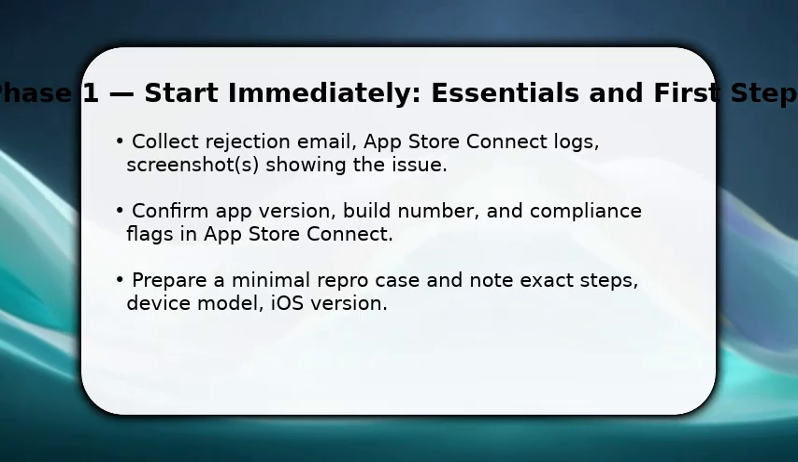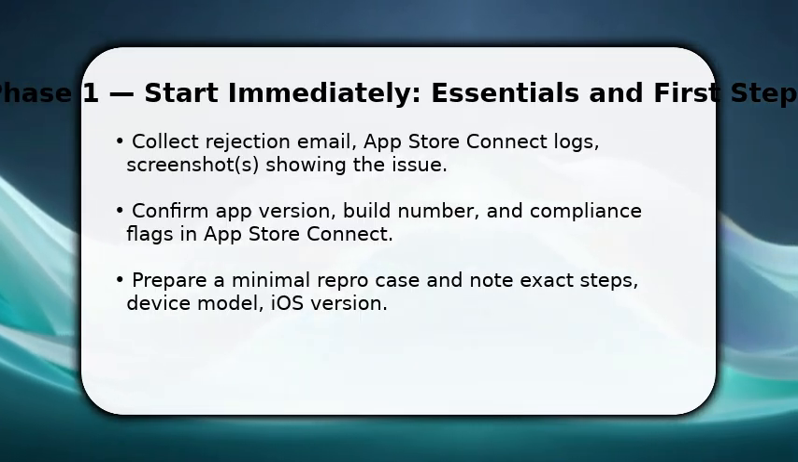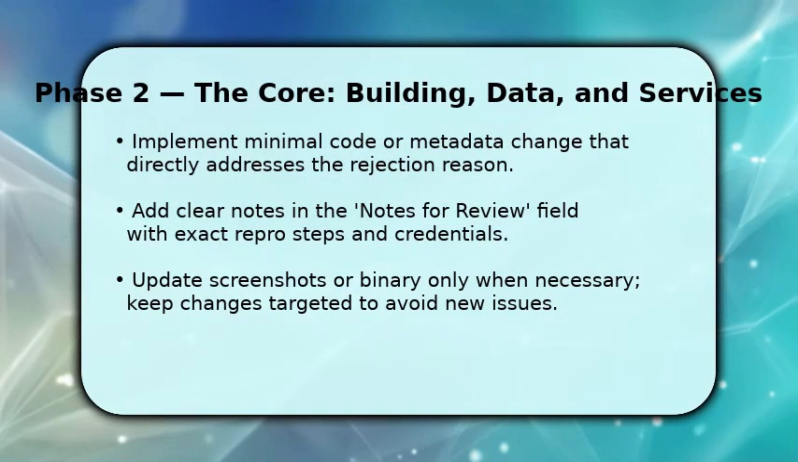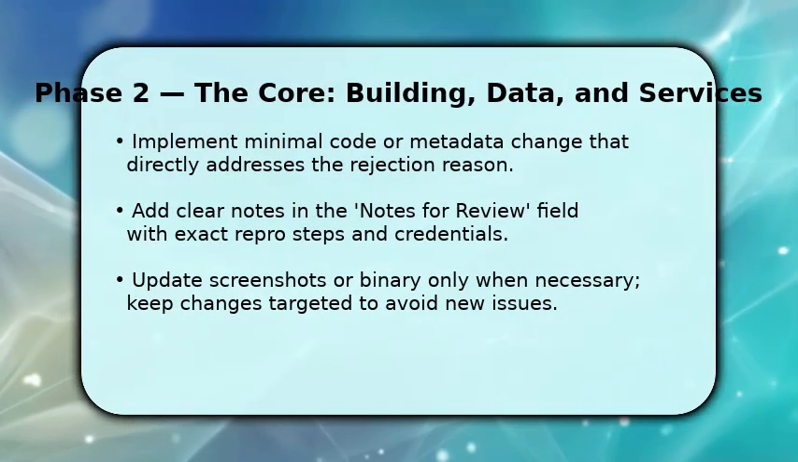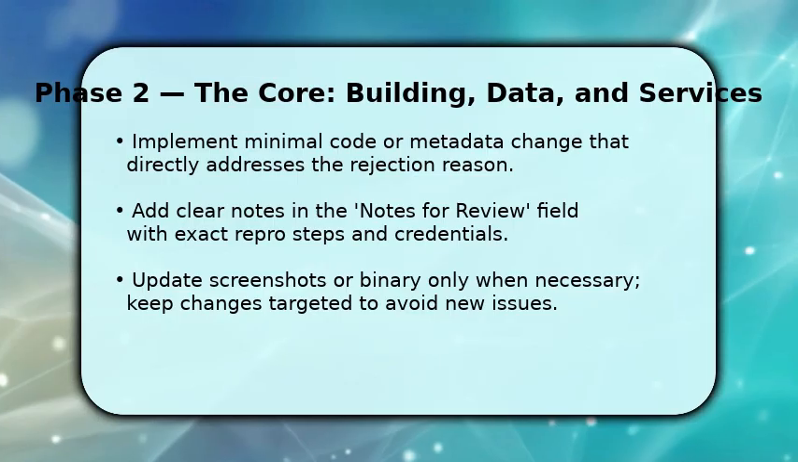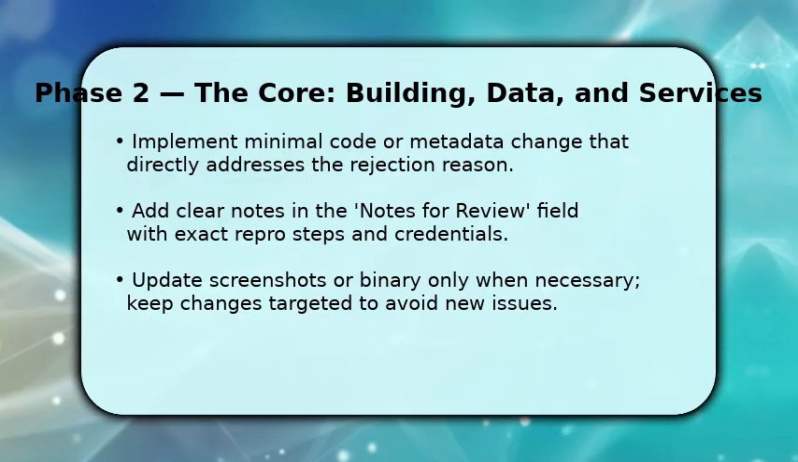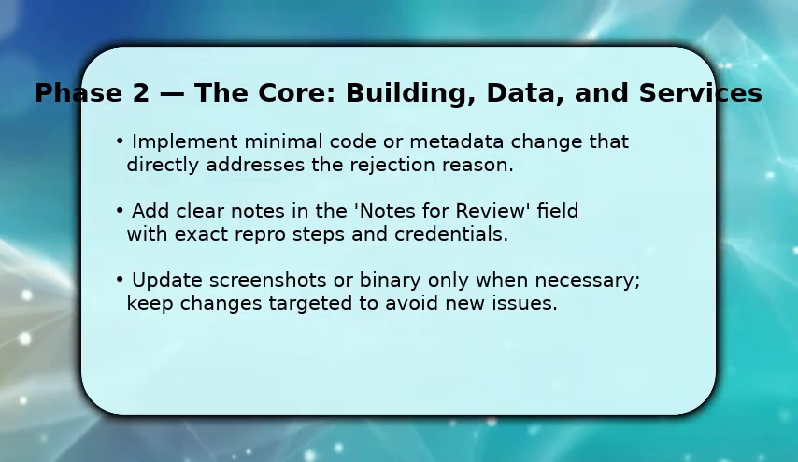After that, draft a concise explanation of the change you will make so you can fix and resubmit without guesswork. Now, modify the app in the simplest way that resolves the reviewer's concern. Avoid sweeping refactors. Once code or metadata is adjusted, test the minimal repro path end-to-end.